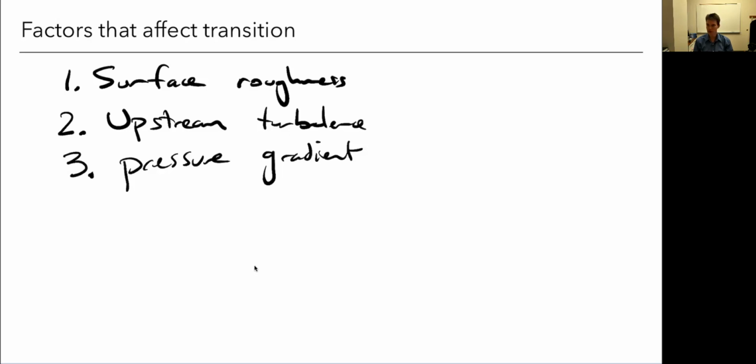Again, we call it an adverse pressure gradient as I'm moving from the low to the high pressure. This requires extra work and is going to amplify these instabilities, causing transition.